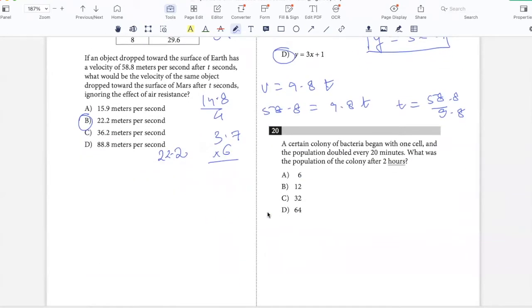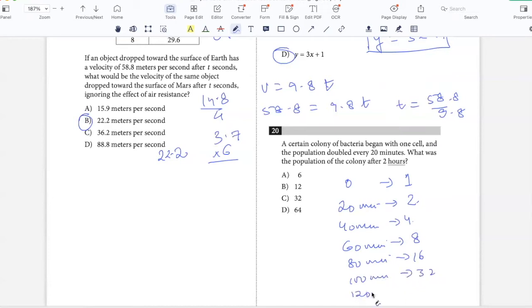A certain colony of bacteria began with 1 cell and the population doubled every 20 minutes. What was the population after 2 hours? Okay. So at 0 time, it was 1 cell. In 20 minutes, 2, 40 minutes, 4, 60 minutes, 8, 80 minutes, 16, 100 minutes, 32, and 120 minutes is 64. So after 2 hours is 64.